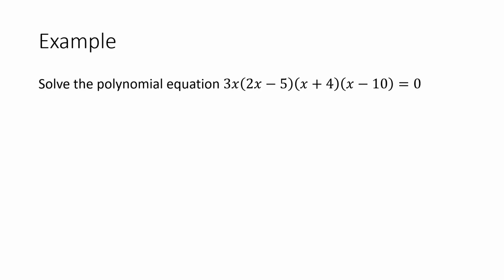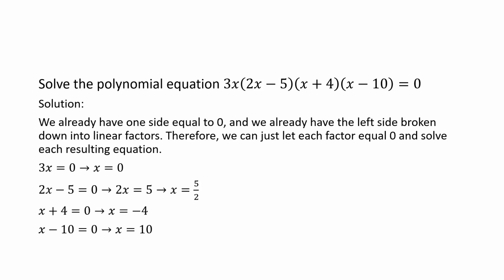So suppose we're given this equation here, 3x times 2x minus 5 times x plus 4 times x minus 10 equals 0. Well, we already have one side equal to 0, and we already have the left side factored. That's amazing. So we just set each of these four individual factors equal to 0. So if 3x equals 0, then x is 0. If 2x minus 5 is 0, then 2x is equal to 5, or in other words, x equals 5 over 2. If x plus 4 equals 0, then x is negative 4. And if x minus 10 is 0, then x is equal to 10.